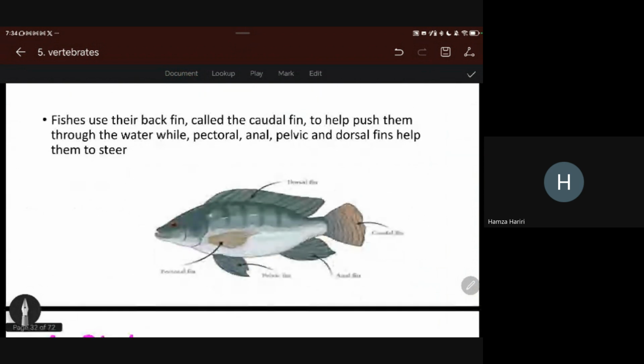Fishes use their back fin, called the caudal fin, to help push them through the water, while the pectoral, anal, pelvic, and dorsal fins help them to steer. And the specifications of each fin we've already discussed before.